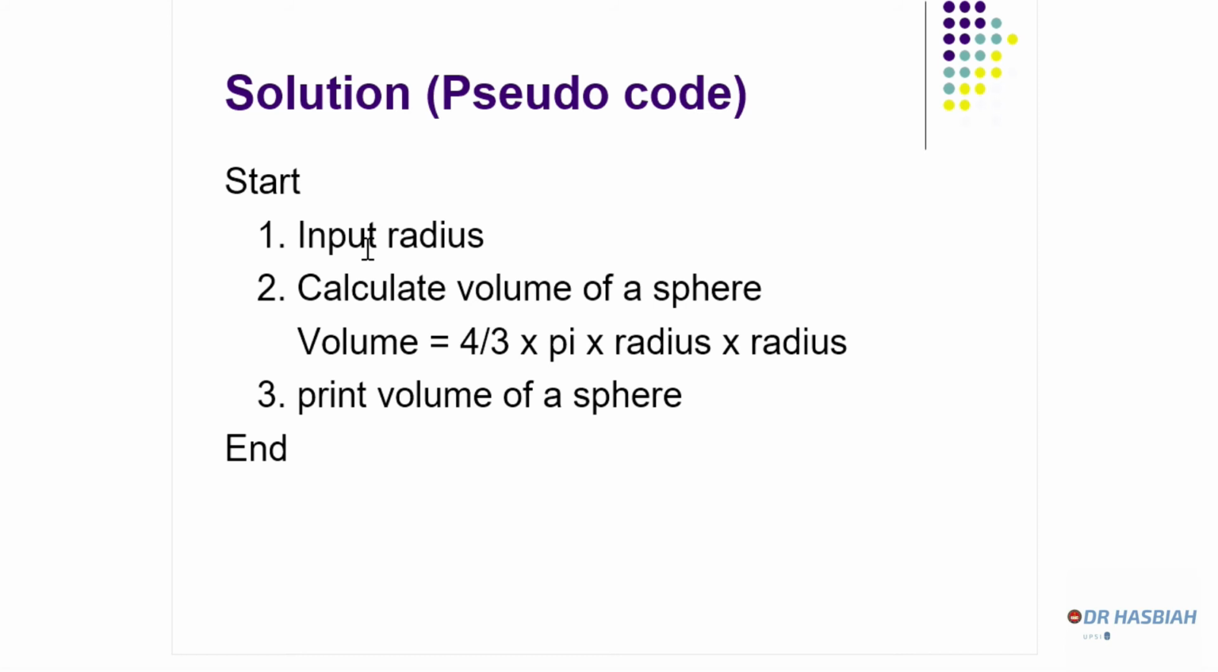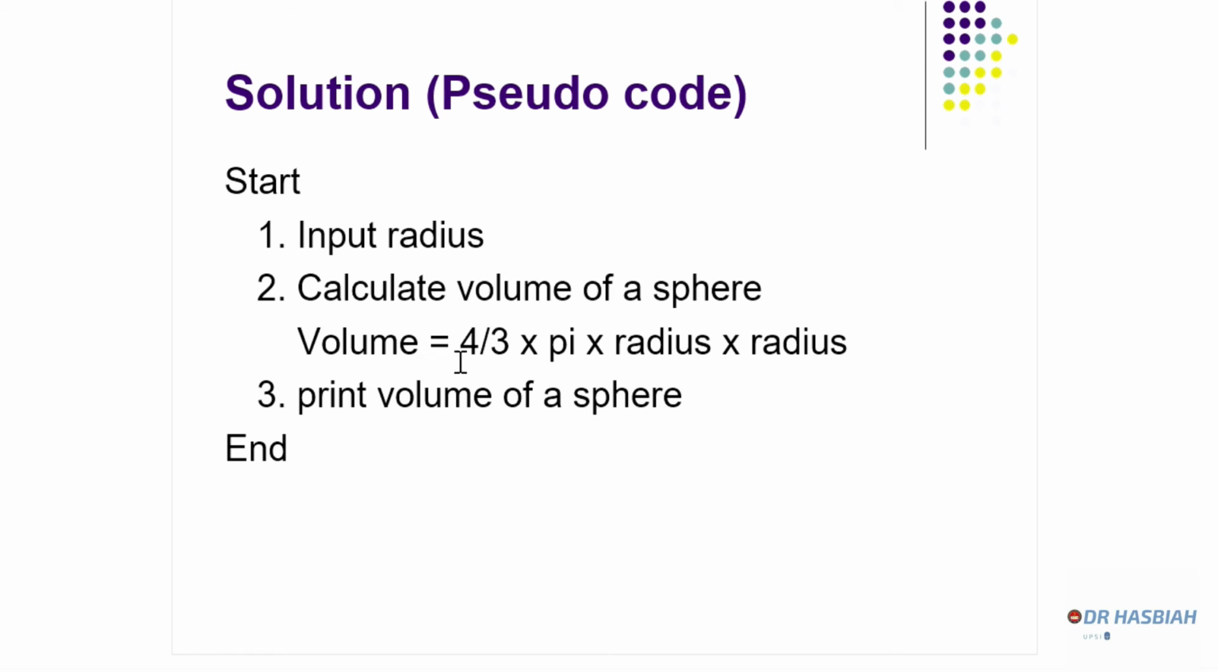If you do not know the radius, you can't solve this problem. So you have to input the radius. Radius is very important in order to solve this problem. So input the radius. After you get the radius, calculate the volume of the sphere. How to calculate? You use the formula that is given to us just now: 4 over 3 times pi times radius.